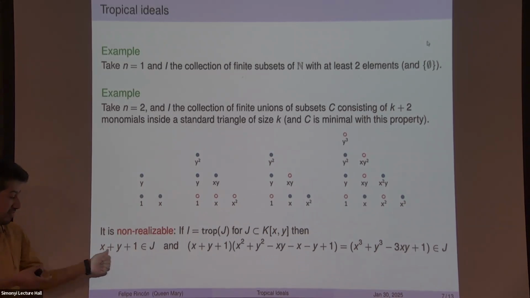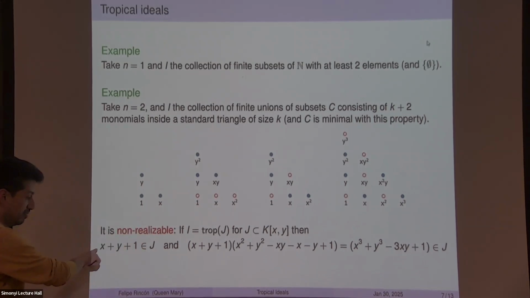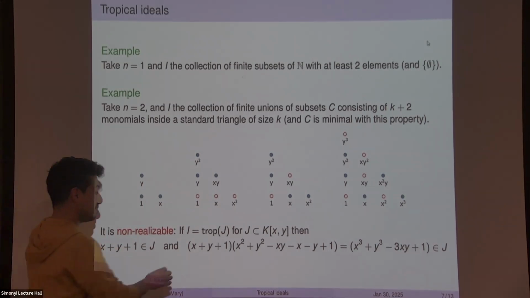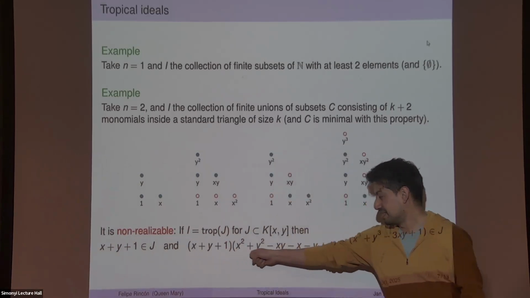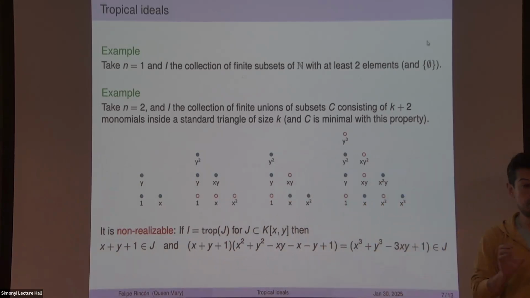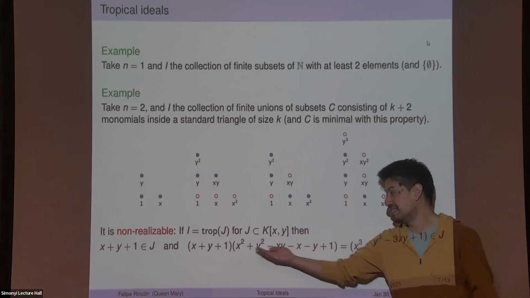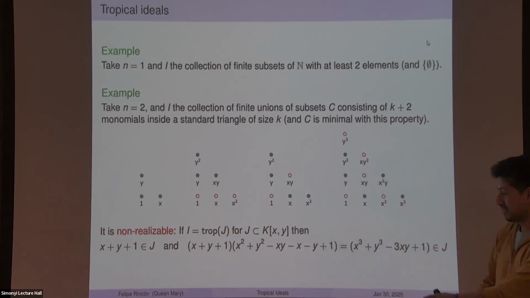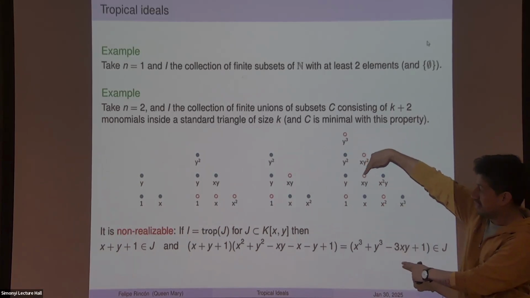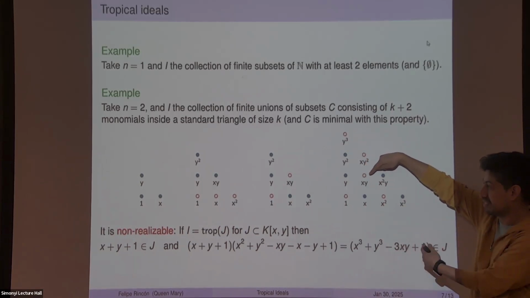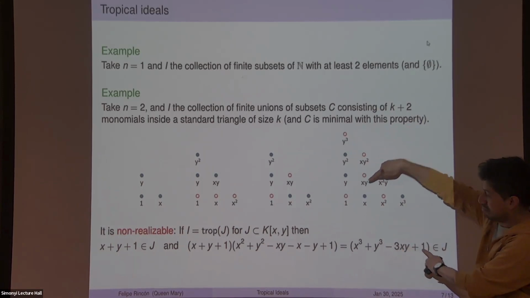Then you can scale the variables, change x for a scaling of x, change y for a scaling of y, so that these coefficients are 1, just to simplify what I'm going to say next. So you can assume, without loss of generality, that this linear polynomial is in your ideal J. But then take that polynomial and multiply it by a carefully selected quadratic polynomial where there's a lot of cancellation. If you multiply it by this one, this should also be in your ideal. But then when you expand this out, you just get x cubed plus y cubed minus 3xy, which, depending on whether your characteristic is 3 or not, might actually be there or not, plus 1.